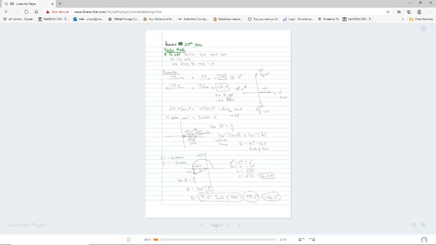To add vectors, you must have a couple things. Thing number one is like units. Thing number two is the vectors must point along the same line. The vectors must point along the same line. That's what makes like terms.